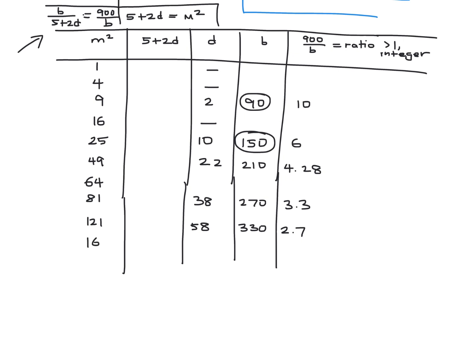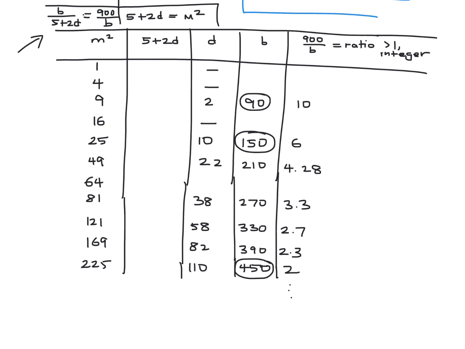13 squared, 169. That would give me 82. And for b, it would be 390. But then this would be 2.3, no good. 15 squared, 225 would give me 110, which would give me 450, and this would give me 2. So that is good. So that's legit. And then everything else would give me a value that's not an integer.